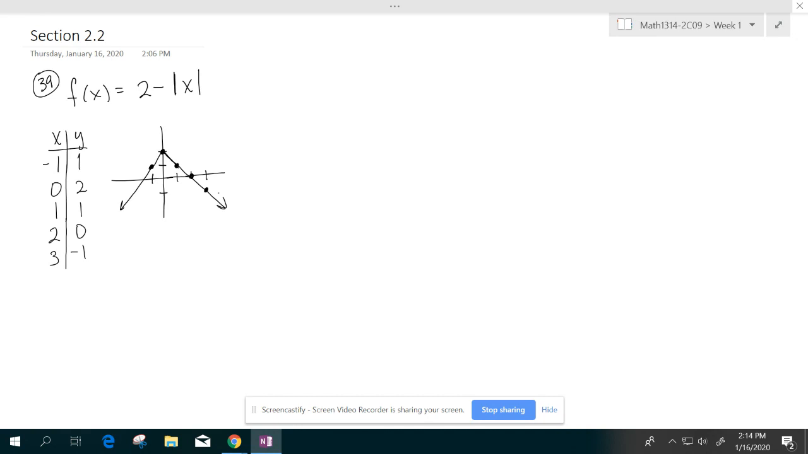Absolute value always makes a V. I don't see anybody writing that down. I'll say it this way. V is for value. Absolute value makes a V. Every time? Yes.